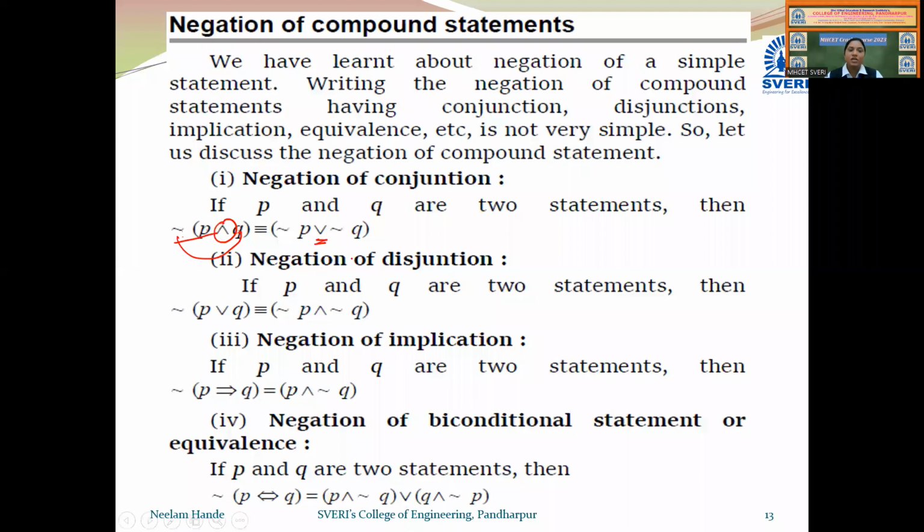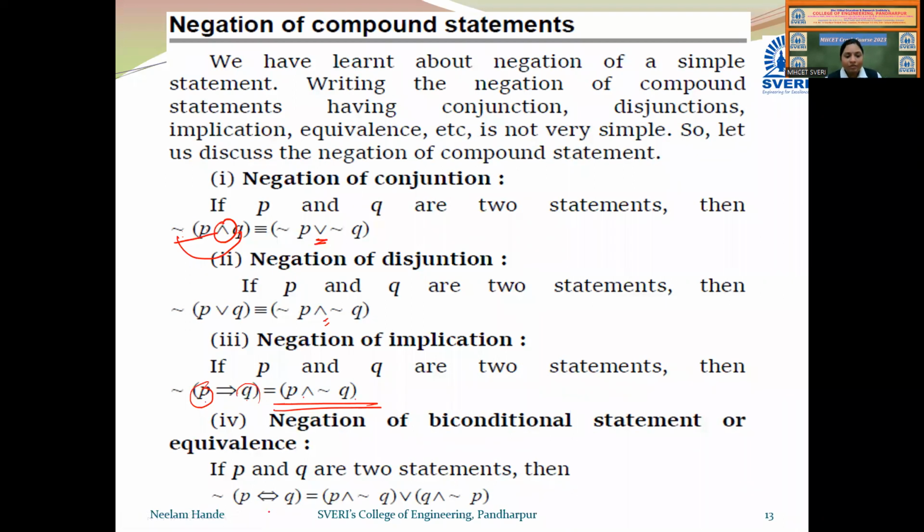Similarly, the negation of a disjunction: negation goes to the first, negation goes to the second, and or becomes and. Next, the negation of implication. The negation of P implies Q is very important to remember: it is P and negation of Q.